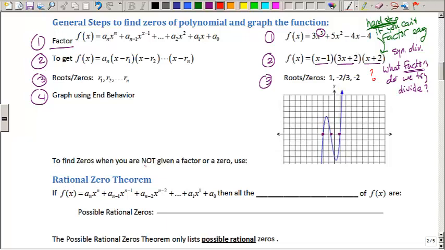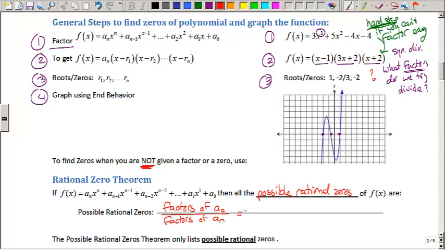To find zeros, when you are not given a first factor or the first zero, we're going to need to use the rational zero theorem, which says if we have a polynomial of nth degree, and this is just the math way of writing an nth degree polynomial in which we don't really know what it is, then all of the possible rational zeros of f of x are equal to the factors of a sub 0, or a naught, divided by all of the factors of a sub n.